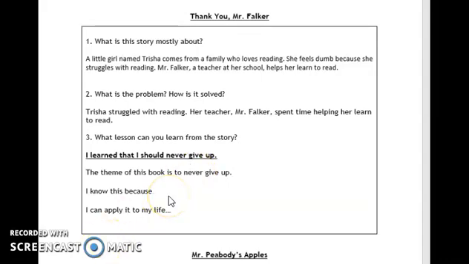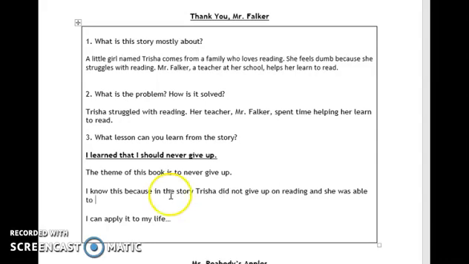The second stem says, I know this because. So how do I know that the theme of the book is to never give up? I know this because in the story, Trisha did not give up on reading, and she was able to accomplish her goal.